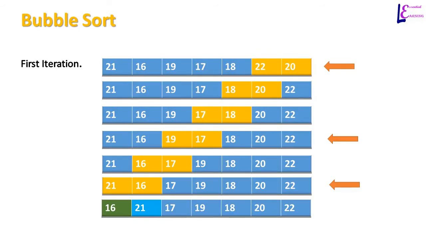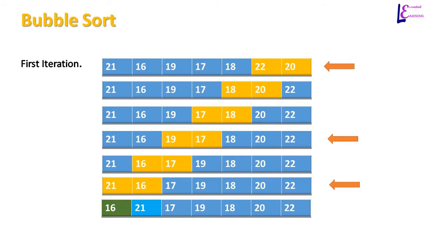And then 18 and 17 are compared. And here also no swapping occurs since 18 is greater than 17. Then 17 and 19 are compared. Since 17 is less than 19, the two elements are swapped. And then 17 and 16 are compared and no swapping occurs.